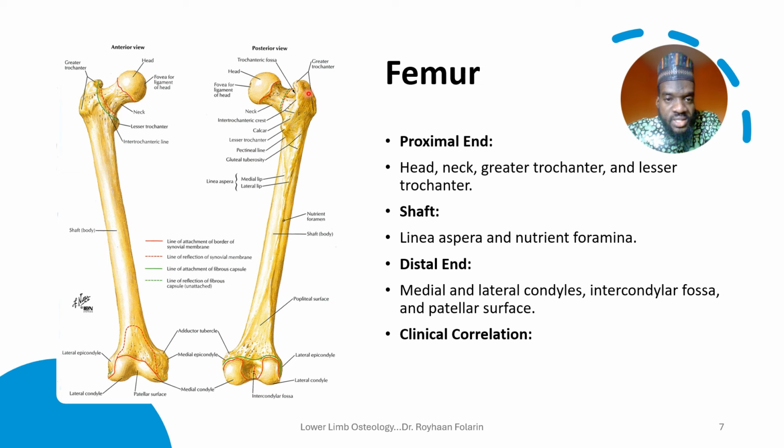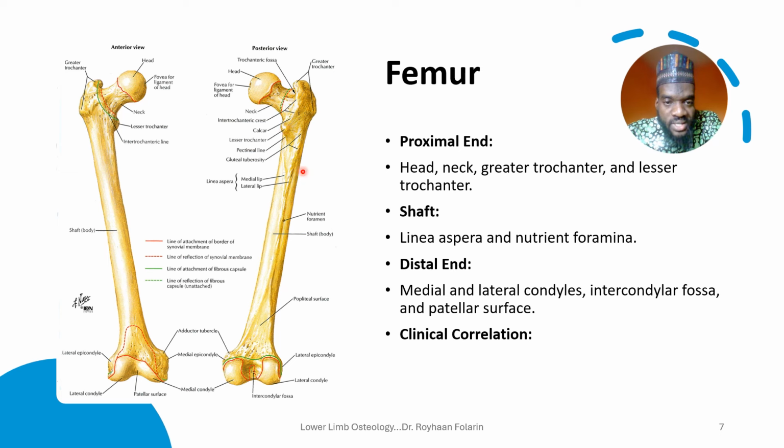greater trochanter, and the fossa that is deep to this greater trochanter is known as the trochanteric fossa. And then you have the neck. Again, here is the head, and here is the fovea for the ligament of the head. There is this crest that runs from the greater trochanter down to the lesser trochanter, known as the intertrochanteric crest. This part of it is known as the calcar. And here is the lesser trochanter again.